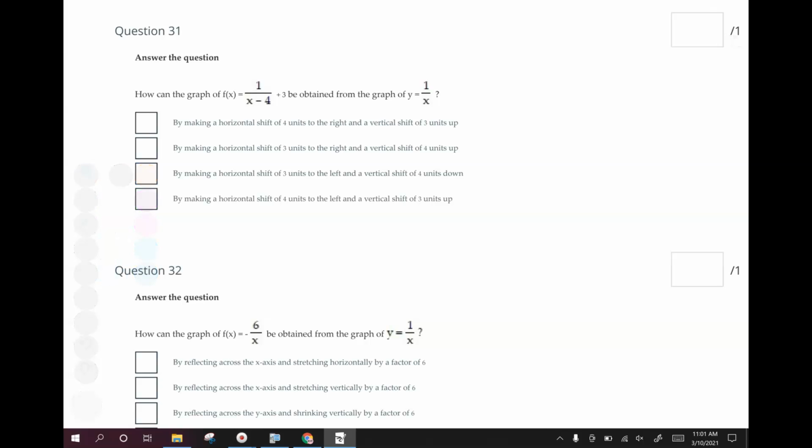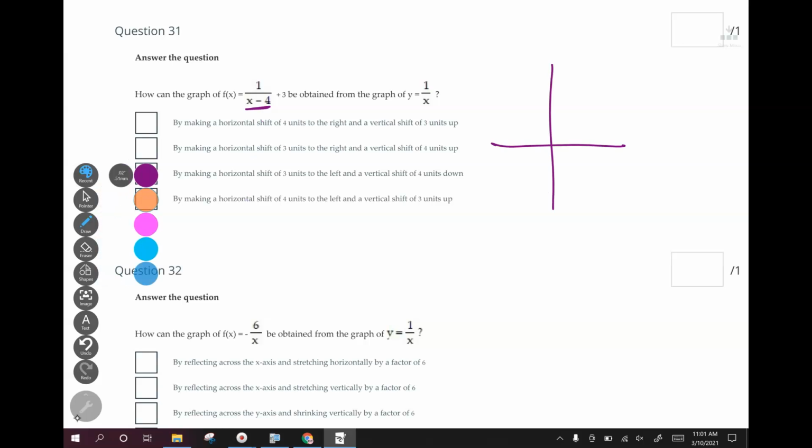So let's review that. If you have something being added or subtracted to the x in the denominator, that's going to make your graph shift to the left or to the right. If you have minus, it's shifting to the right. If you have plus, it's shifting to the left. So this one is going to go to the right 4. And in fact, that also tells you that your vertical asymptote should be at positive 4. Because my vertical asymptote always starts at 0, if I shift it to the right 4, now it's at positive 4. So horizontal shift 4 units to the right.